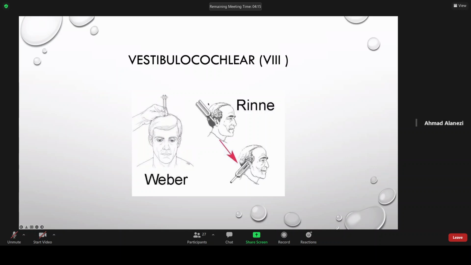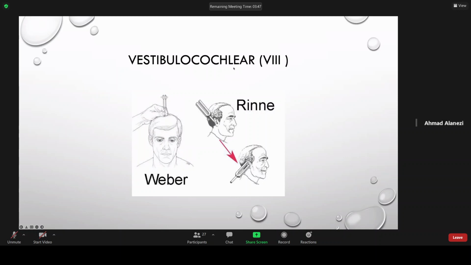Okay. To differentiate, you do a Rinne test to be able to differentiate if there is conductive loss or a normal ear. So if there is conductive loss, the bone conduction will be higher than the air conduction, which is normally the air conduction higher than the bone conduction. Okay.